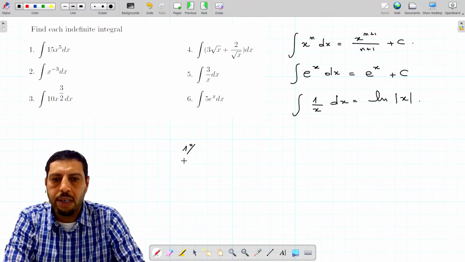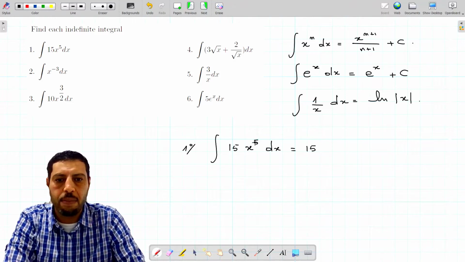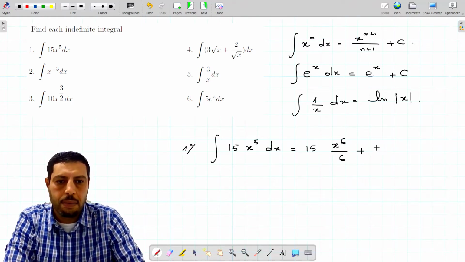For the first integral, we're going to compute the integral of 15 x to the power of 5 dx. Of course, we can put the 15 outside the integral. And here, we're going to compute the integral of x to the power of 5 using the first rule. So it gives x to the power of 6 over 6 plus c.